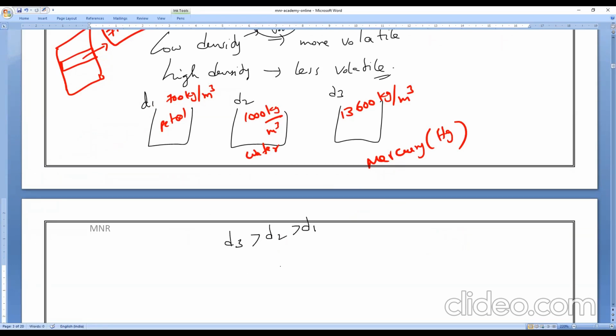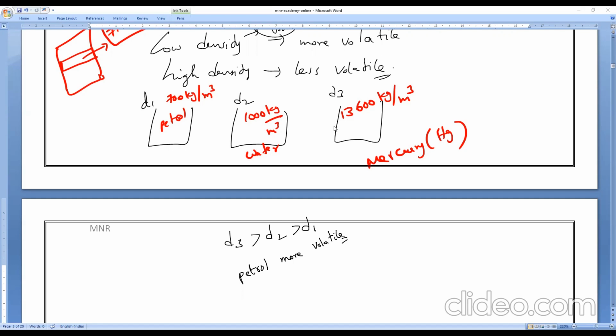But who is more volatile? Petrol is more volatile. And who is less volatile? Mercury. That is what you have to remember. So if density is higher, volatile nature decreases. If density is more, volatile nature decreases. Is it okay, guys? That is what you have to remember. Understood? All of you? Clear?